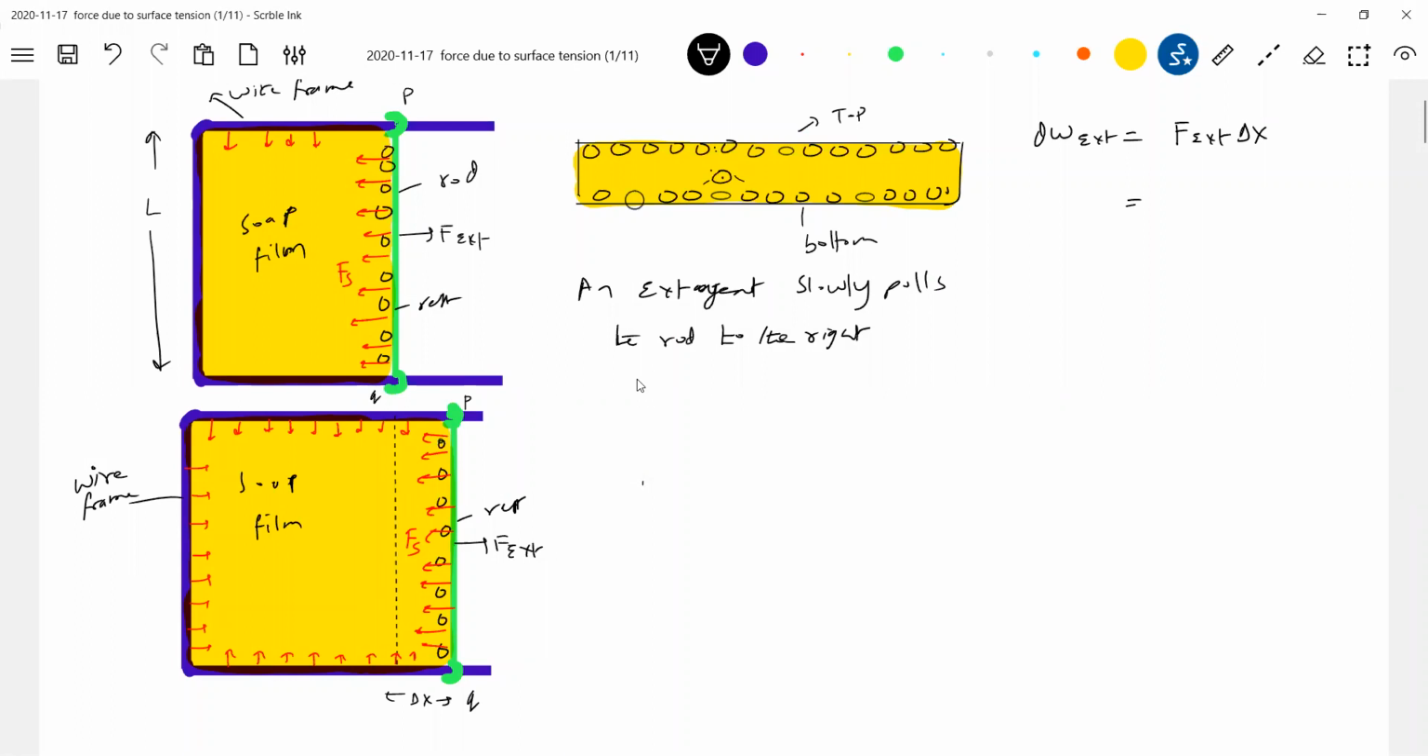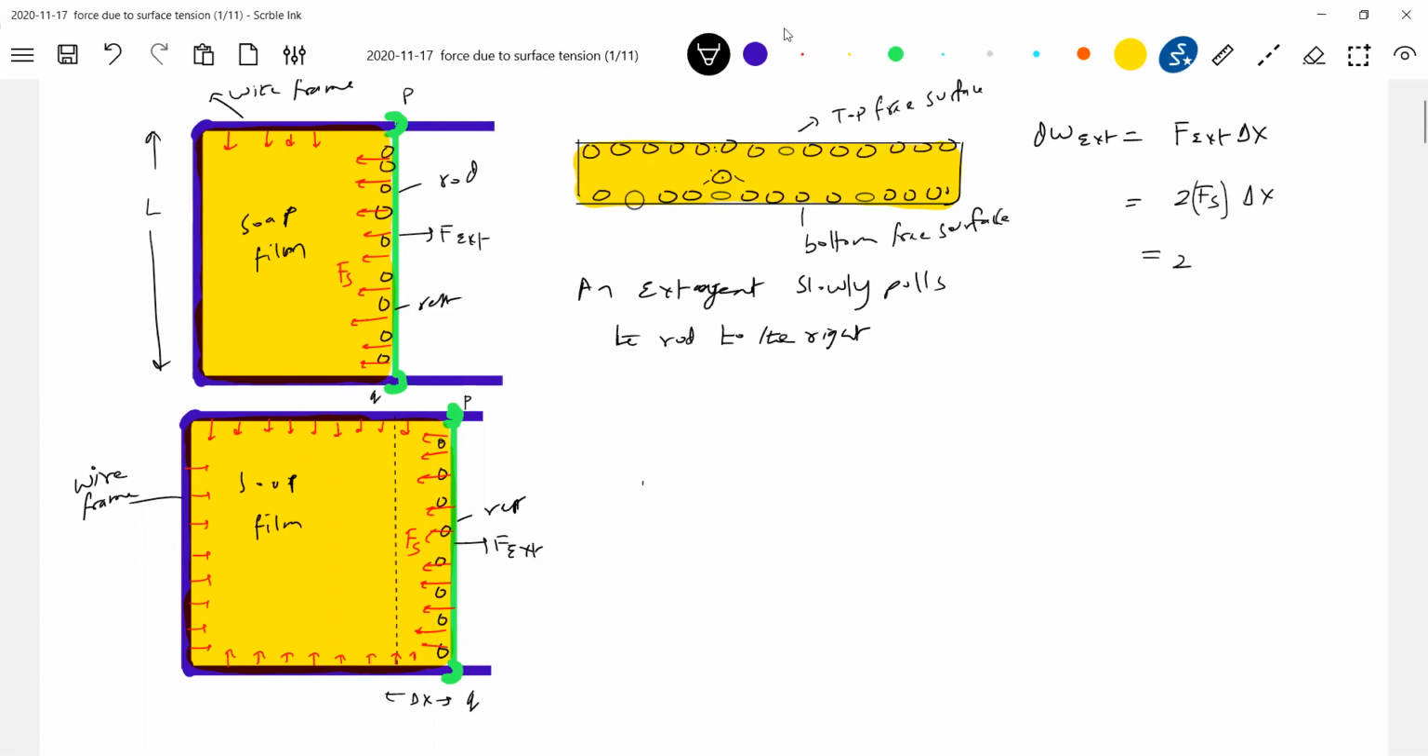Okay, let's come to this one. How much force should I apply? 2 times the surface tension. Why 2 times? Anybody? Because there will be a free surface on the top as well as on the bottom, no? Top free surface, bottom free surface.